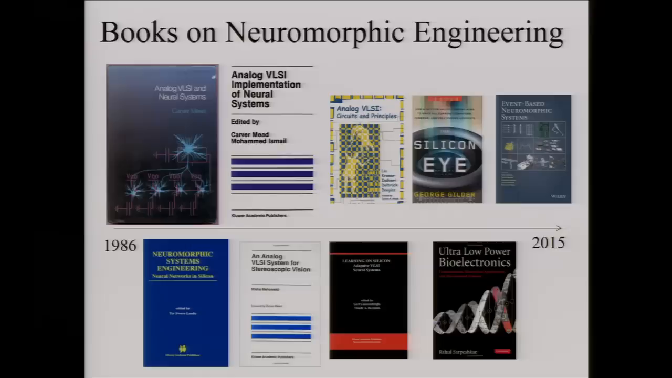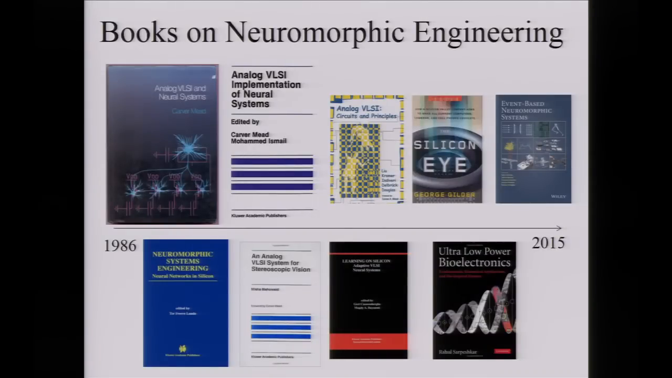And out of all the work that came out during this time was this lovely book that Carver wrote about analog VLSI and neural systems, where the chapters covered different projects in the lab. And so it led to a whole bunch of books about neuromorphic engineering, as you can see over the years. And so the latest one is one that's coming out, written by some of us at the Institute of Neuroinformatics.